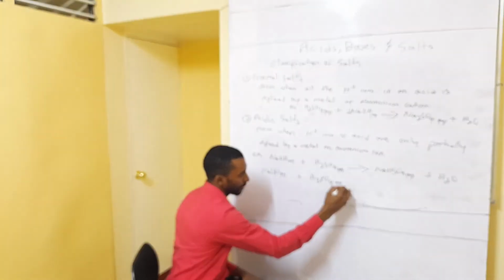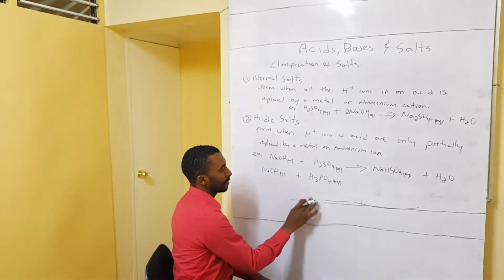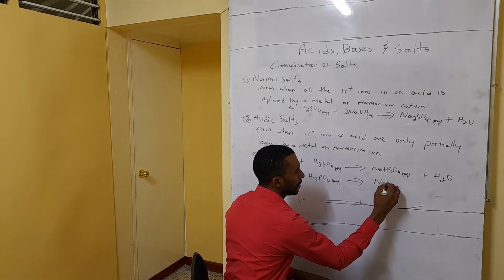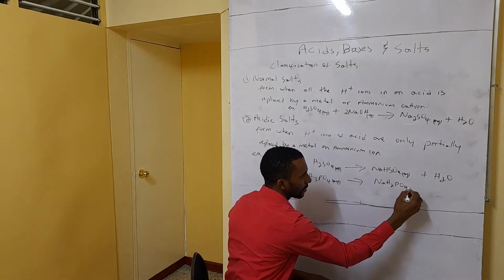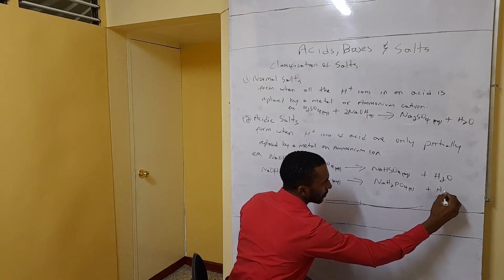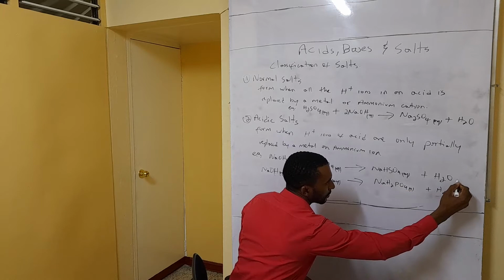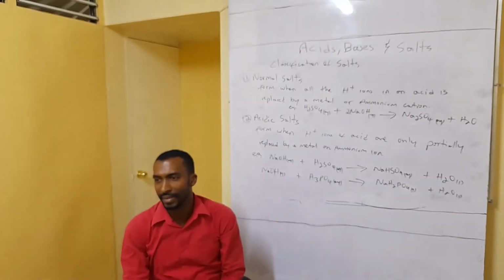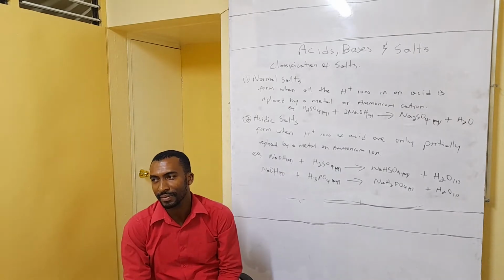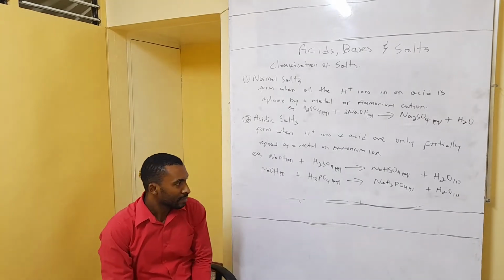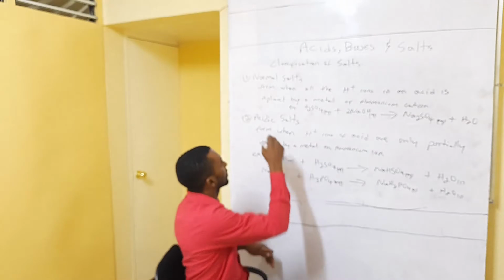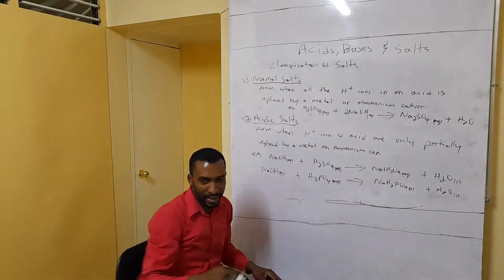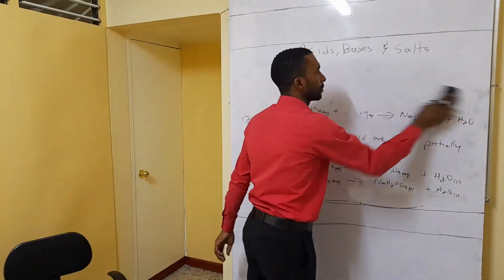H3PO4, so this is phosphoric acid. You can see that we could have sodium dihydrogen phosphate. We could also have disodium hydrogen phosphate. Alright, just to complicate stuff. So both these are acidic salts, alright? The salts that we have used are normal salts, right?